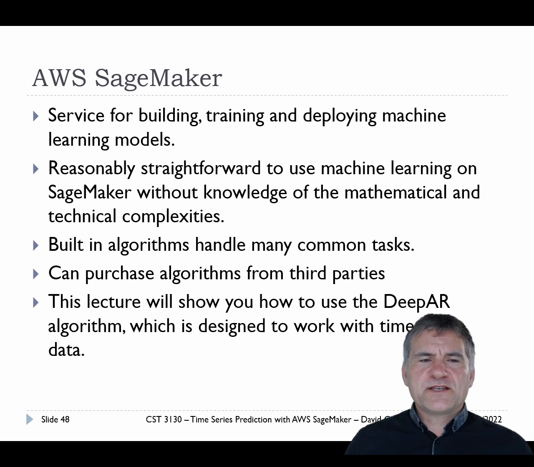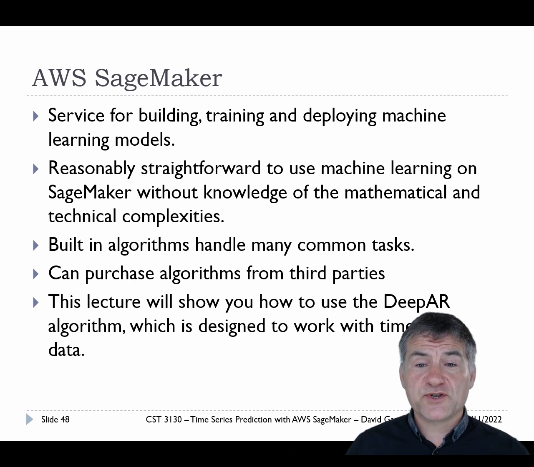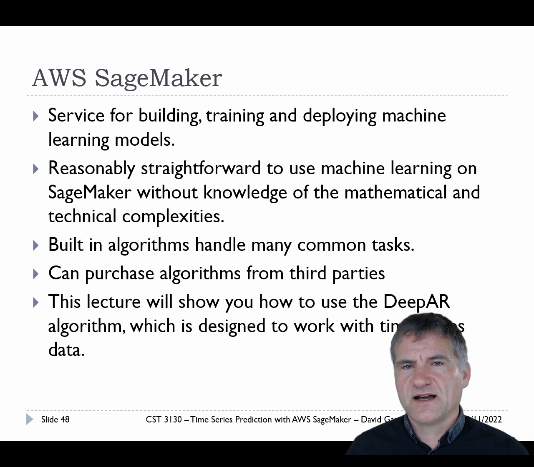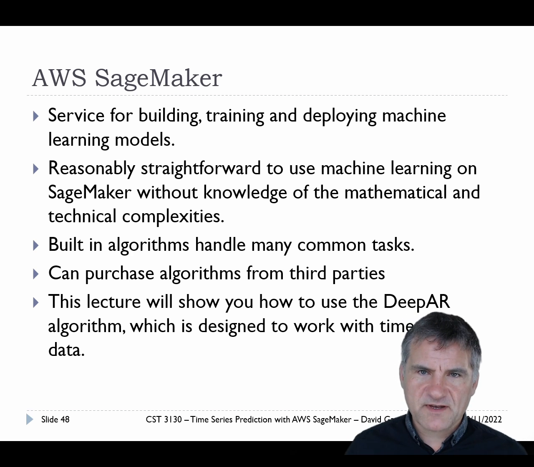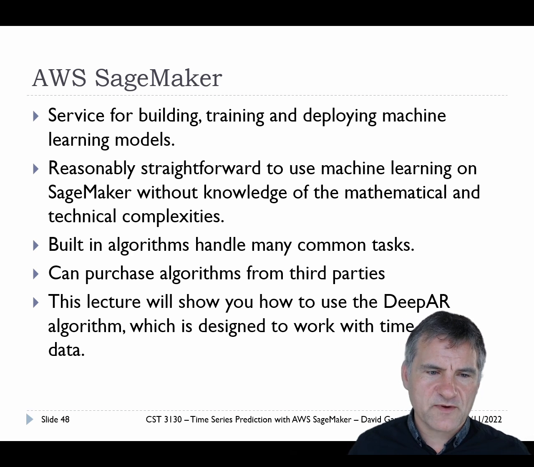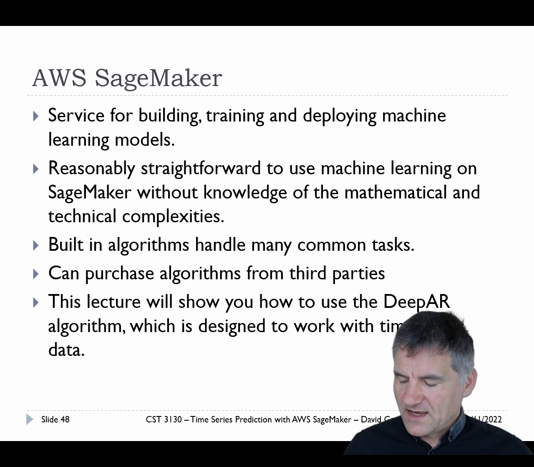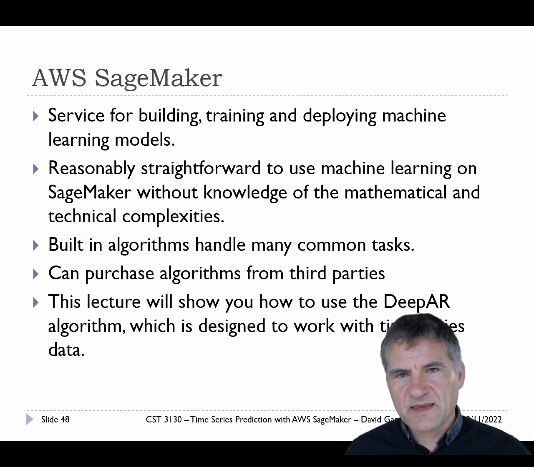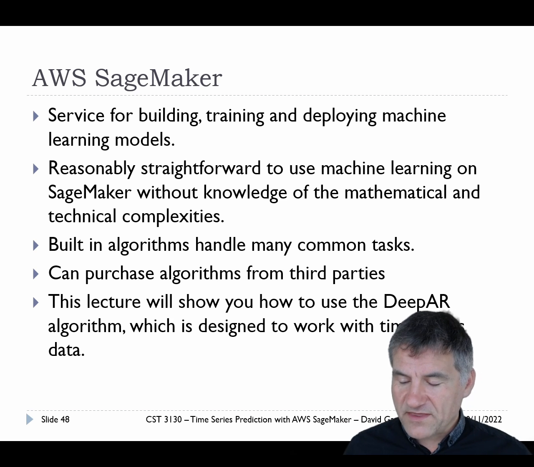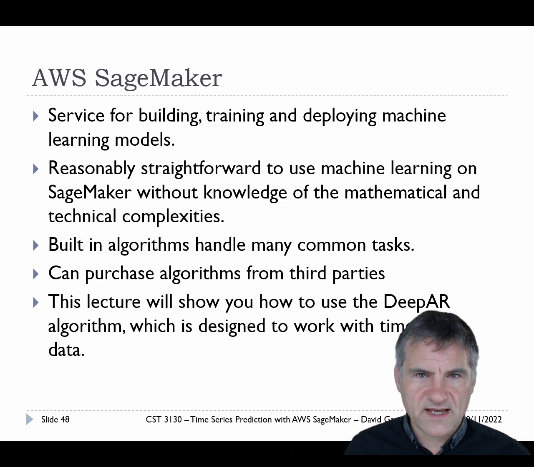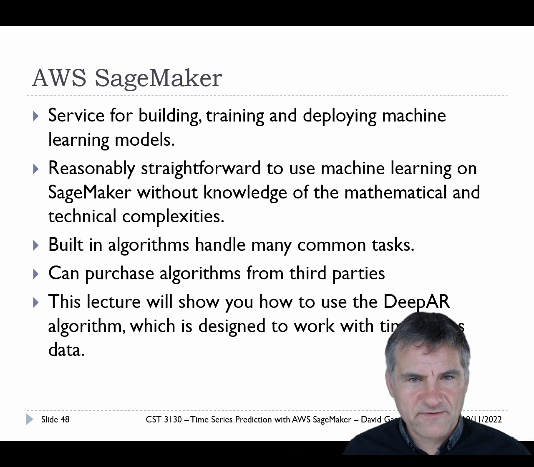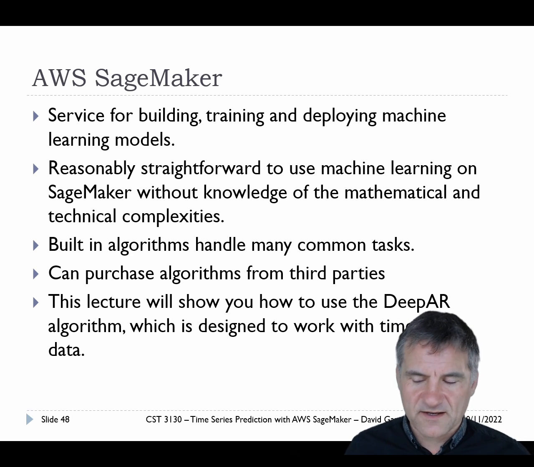Okay, so SageMaker is a sort of cloud service, I suppose, for building, training, and deploying machine learning models, yeah? It's pretty easy. There's a few fiddly bits, and I'll cover those fiddly bits in this lecture, I hope, or at least most of them. And you don't need to know how the deep AR algorithm works or how any other algorithms work. The thing you need to know is what kind of parameters you need to provide to the algorithm to make it work with your data. And you need to get the data in the right format and the right place. Okay, that's the sort of tricky stuff.